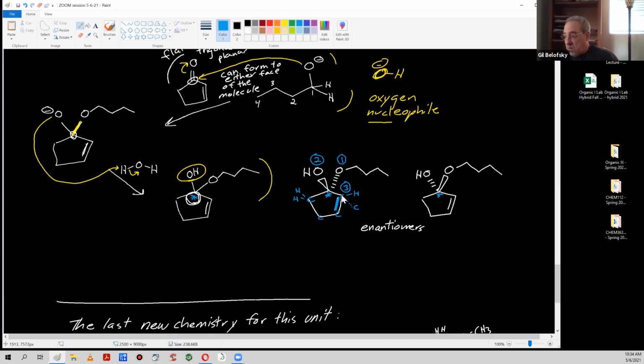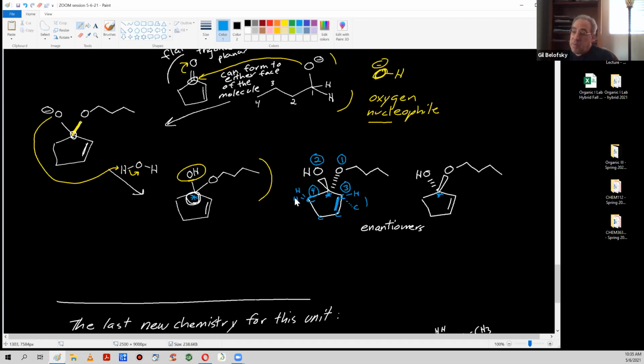So in prioritizing these last 2 groups on these 2 sides, this carbon is attached to hydrogen, carbon, imaginary carbon, because it's a double bond. This carbon is attached to hydrogen, hydrogen, carbon. So the 2 carbon side wins. It's all based on atomic number. So this is our group 4.